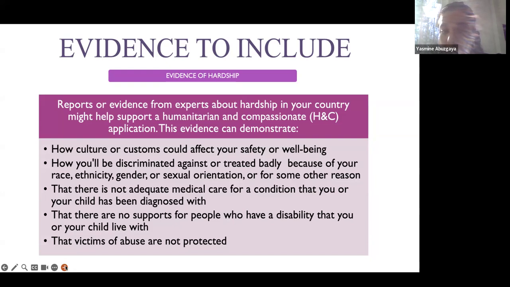It can show how the applicant could be discriminated against or treated badly because of their race, ethnicity, gender, or sexual orientation. It could speak to the point that they would not have adequate medical care for a condition that they have been diagnosed with. Or it can show that there are no supports for people who have a specific disability. It can also show that victims of abuse, violence, and gender-based violence are not protected in the country of origin. So they are a useful and very persuasive element of the overall H&C package.